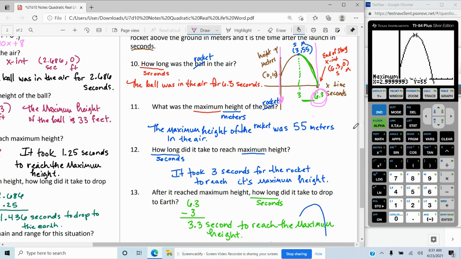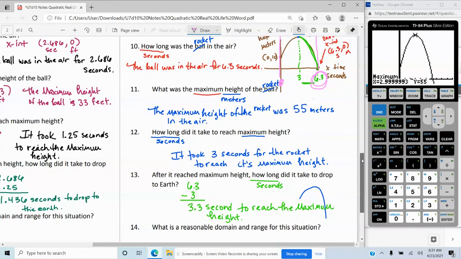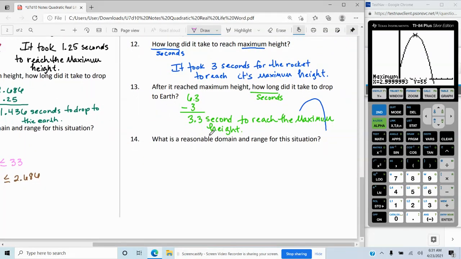This is all about x. X is all about domain. So I'm going to go ahead and write that down. Domain is all about x, less than or equal to, less than or equal to, no open dots, 0 to 6.3. Okay? Our range, all about y, no open dots, no open dots.